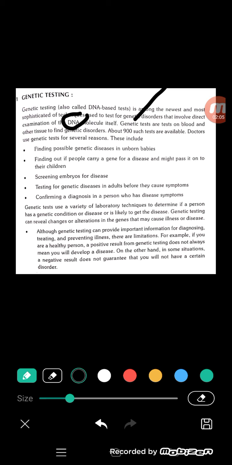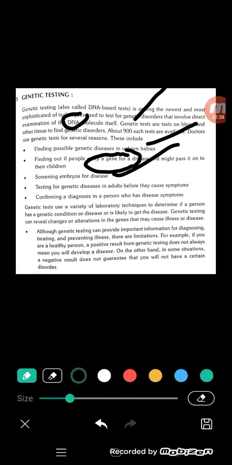Number one is finding possible genetic diseases in unborn babies, at the pregnant stage. So whether any genetic disorders are present in the baby or not is determined. And finding out whether people carry the gene for a disease and might pass it to their children. So here I identify the carriers of the genes. Any abnormal genes present in the baby are identified. And screening the embryos for disease.